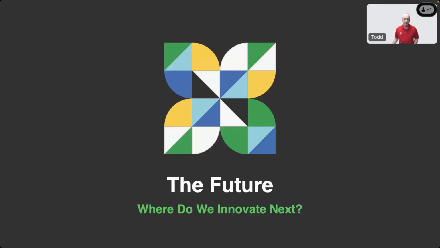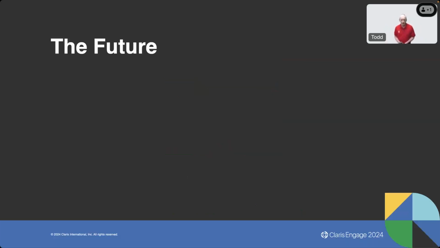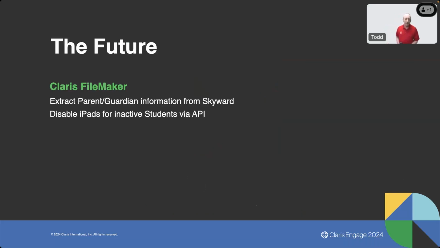So we've looked at FileMaker Pro, we've looked at Claris Connect, we've looked at Claris Studio. So what does the future hold? Where do we innovate next? Is the question that I find myself asking. And so as far as Claris FileMaker, other than updating the layouts in the user table to get that updated and looking a little bit fresher, we'd love to be able to extract the parent and guardian information from Skyward.